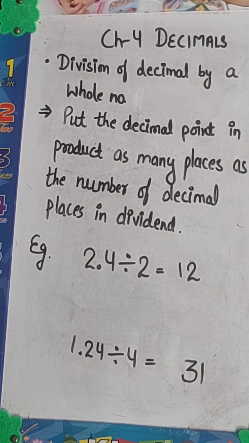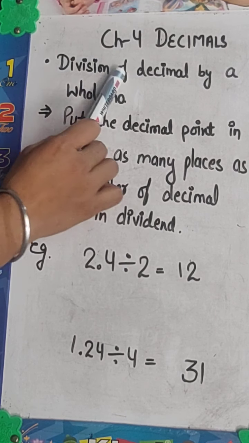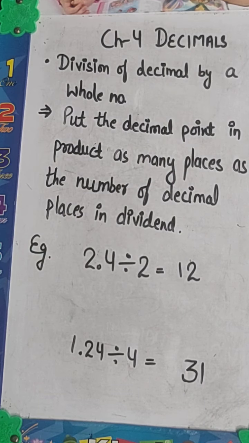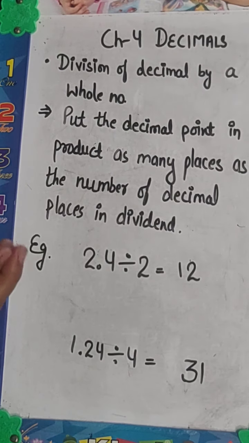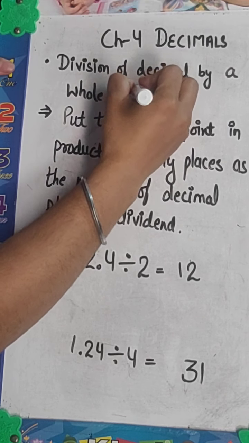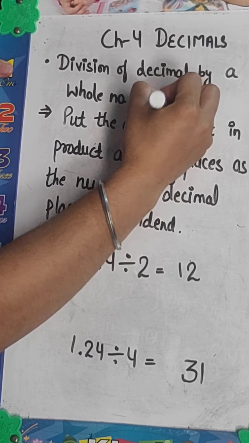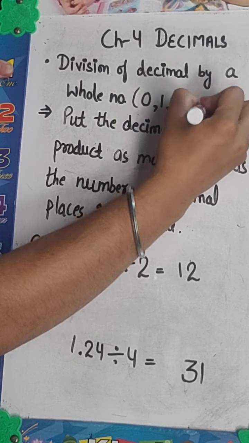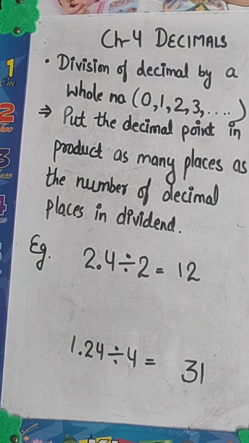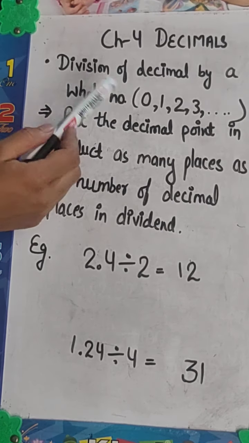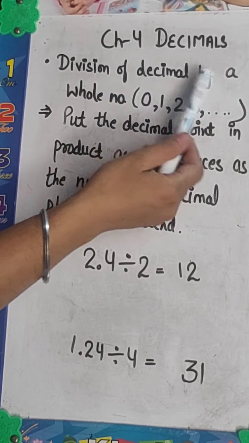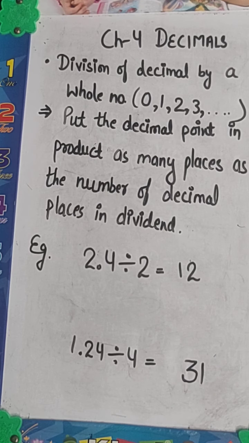Now come to the next type of division, that is how we divide a decimal by a whole number. Division of decimal by a whole number. In this case, firstly you have to know what we mean by whole number. Whole number क्या होता है? As you know, whole numbers are the numbers which start from zero. So the numbers which start from zero are known as whole numbers. So in this we will discuss the division of a decimal number by a whole number. एक decimal number का whole number से कैसे division करते हैं.